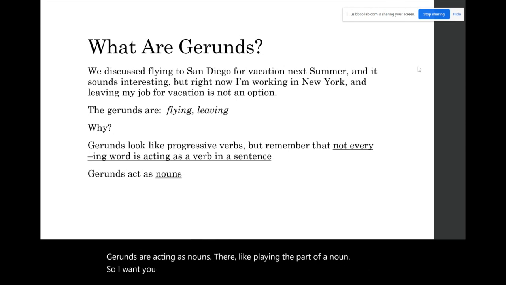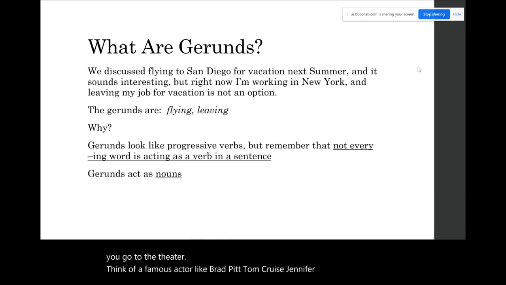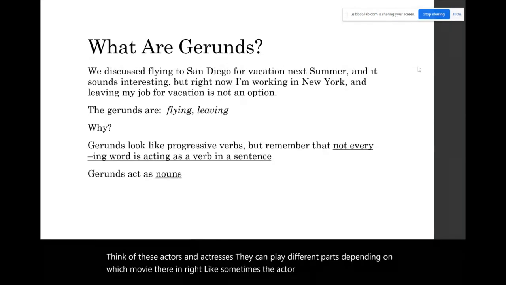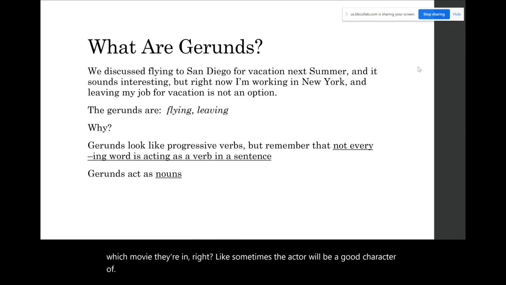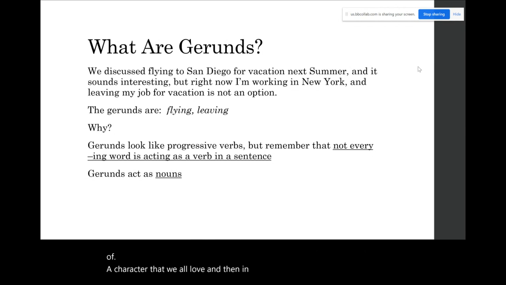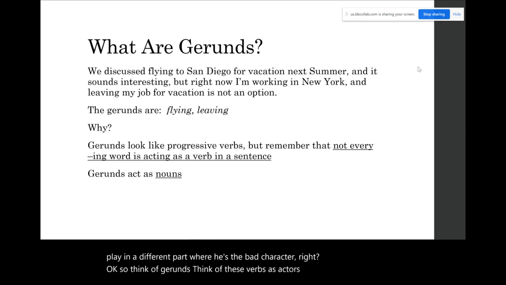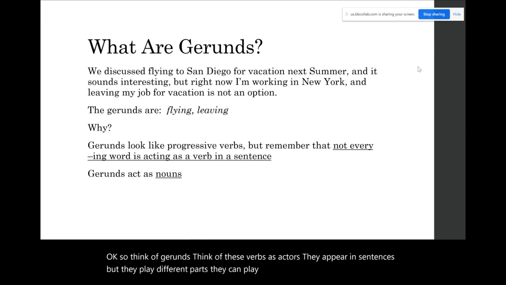So I want you to think of actors. You guys ever watch movies or go to the theater? Think of a famous actor like Brad Pitt or Jennifer Lopez. Think of these actors and actresses playing different parts depending on which movie they're in, right? Sometimes the actor will be a good character, a character that we all love. In another movie, that actor might play a different part, a bad character, right? So think of these verbs as actors. They appear in sentences, but they can play a different part. So in this sentence, flying is playing the part of a noun. It's a thing.